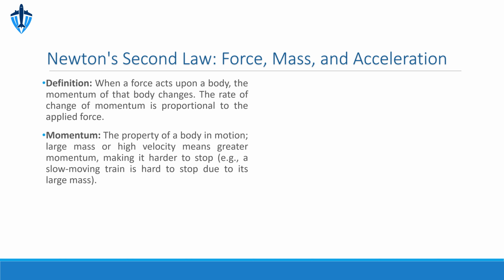These relationships are combined into a single power law formula. Fc equals m times v squared divided by r. Here, Fc is the centripetal force, m is the mass, v is the velocity, and r is the radius.